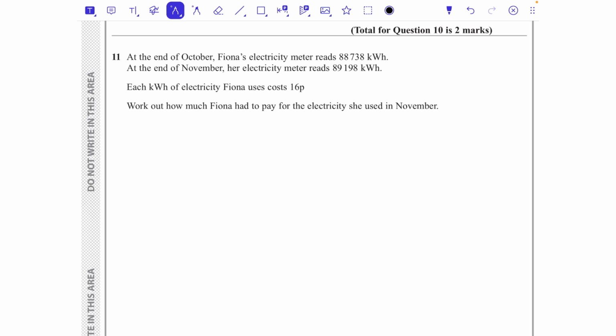It never goes back to 0. It'll probably be 0 when your house was built or whatever. But when you move into a house, you call up the electricity company and you say, look, this is the number it's on at the minute. And then it will trickle up, and then at the end of the month, the difference will be how much electricity you've used. So to work out how much electricity Fiona has used here, we need to get the difference between these two, which is going to be to subtract. So 89,198 take away 88,738. And the difference will be how many kilowatt hours of electricity she has used.